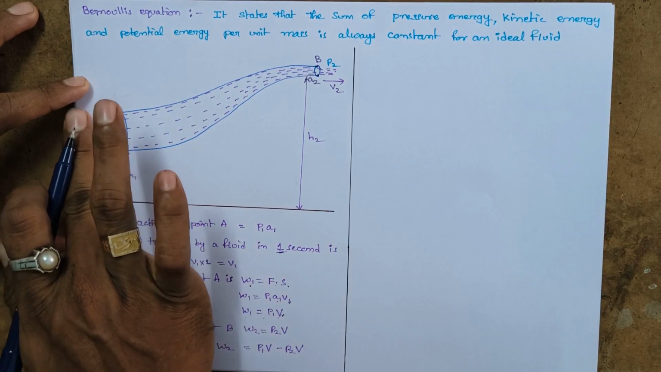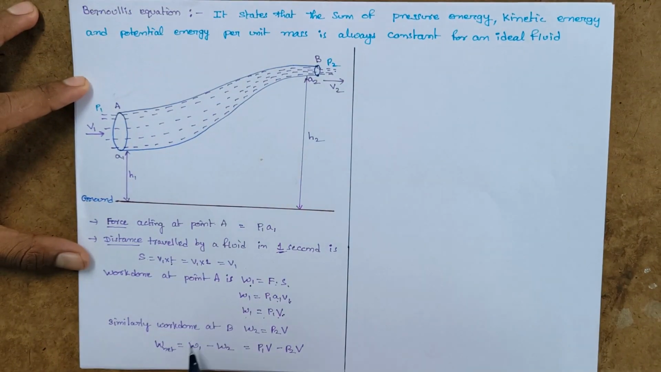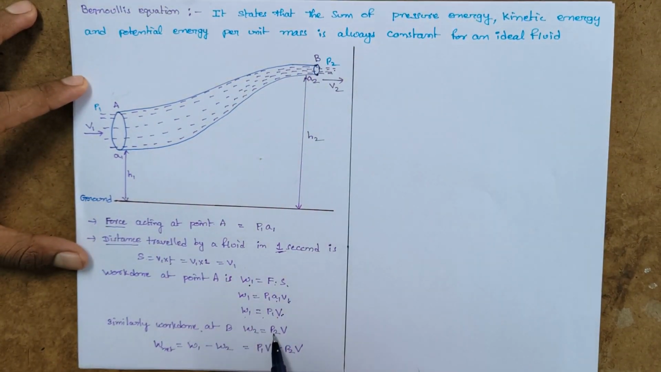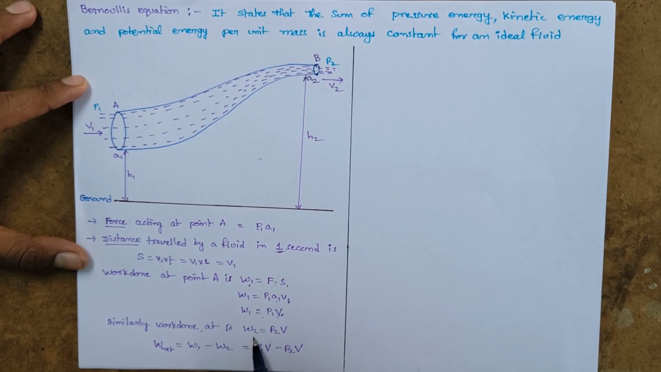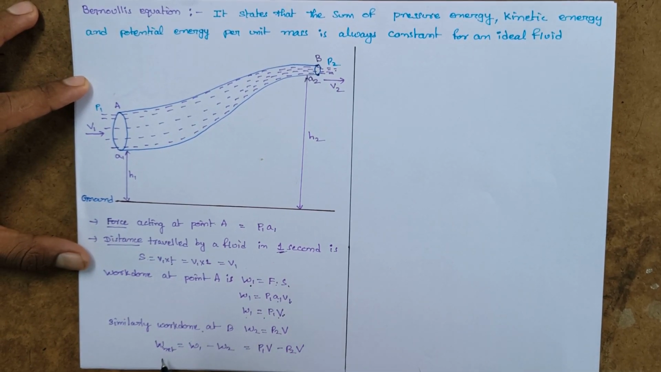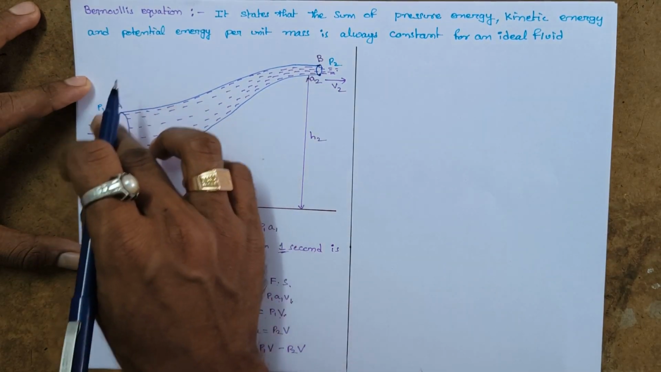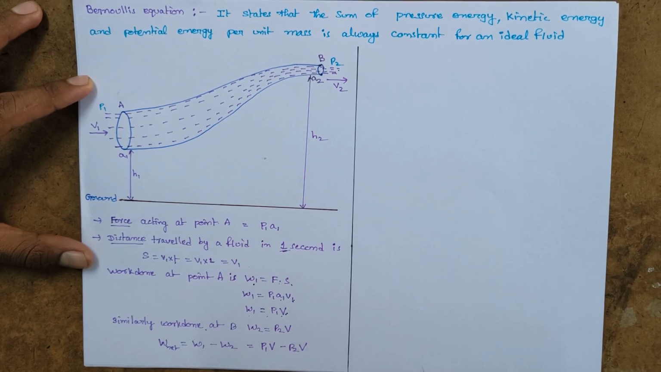Similarly, whatever fluid enters the pipe, the same fluid comes out at point B, right? So easily we can calculate work done at point B, which is the same, P2 into volume. So we know work done at point A and work done at point B. Based on that, net work done means final work done minus initial work done, or W1 minus W2. W1 value is P1 into V minus W2 value, which is P2 into V.